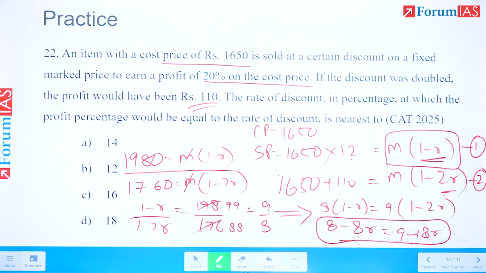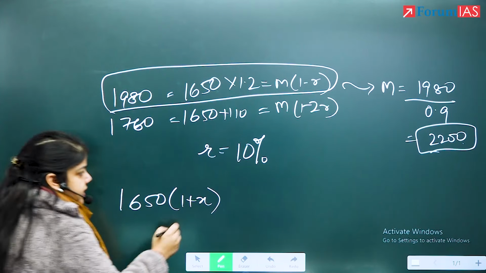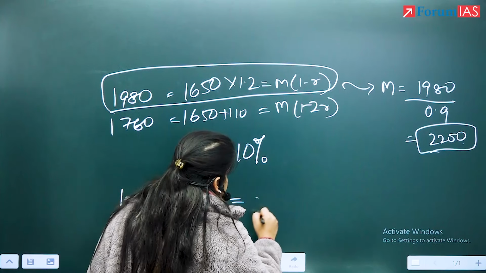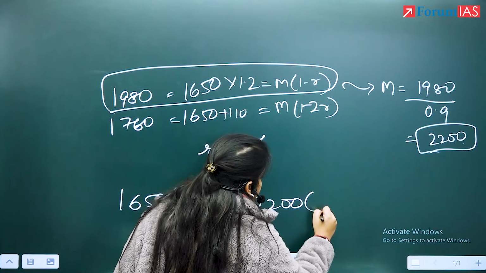Into 1 plus x percent is equal to marked price 2200 into 1 minus x. Solve for x. I hope the equation is clear. But since it's CAT, it's a little long, but I hope at least we got the concept right.